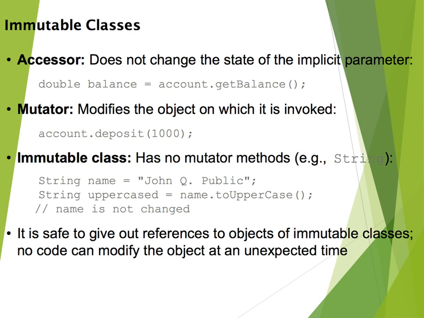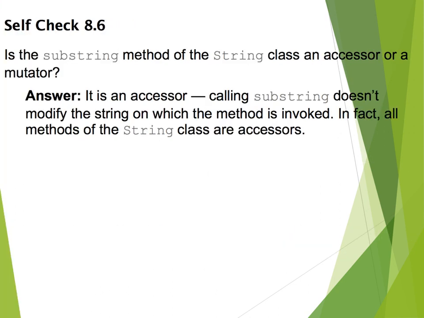It is safe to give out references to objects of immutable classes because no code can modify the object at an unexpected time because it is impossible. There is no method in that class that can modify the object. In a similar manner, you can say that the substring method of a string class is an accessor, not a mutator.